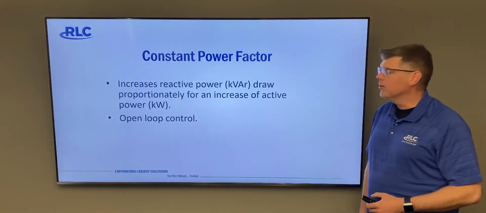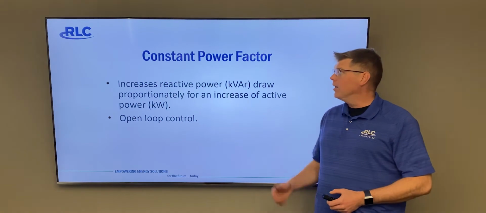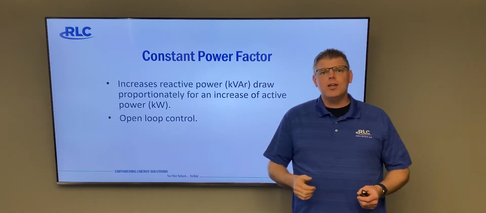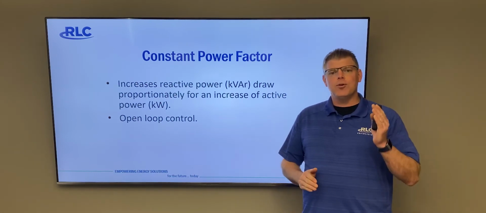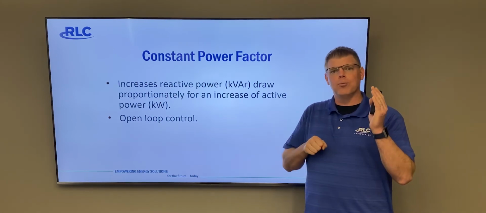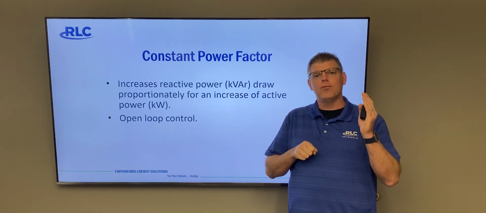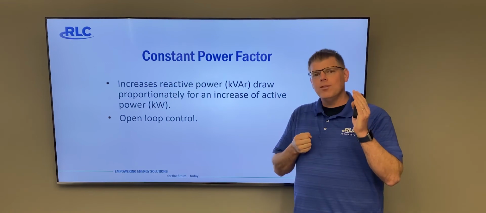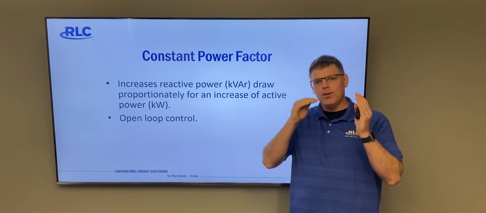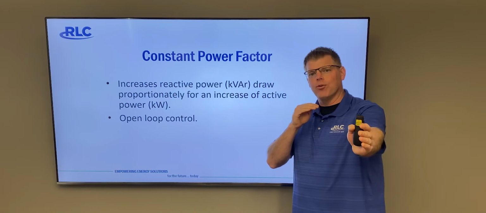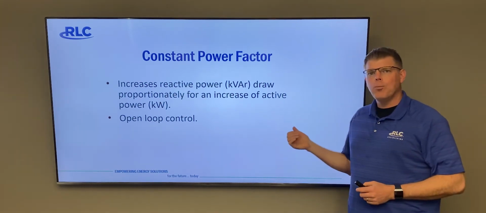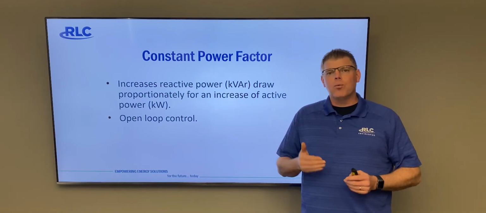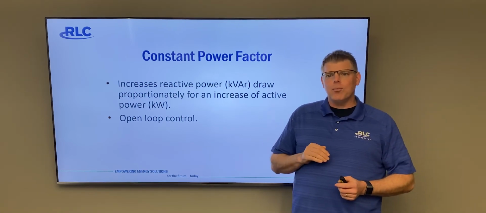A more cost-effective way of doing this is to run in off unity or a constant power factor. What this means is that the DER will operate for every kW it outputs. It also absorbs a certain level of kVAR. What that means is it's absorbing the reactive power and pulling down the voltage while it outputs real power. This is an open loop control, meaning that the DER does not track what the level of voltage is at its interconnection point.